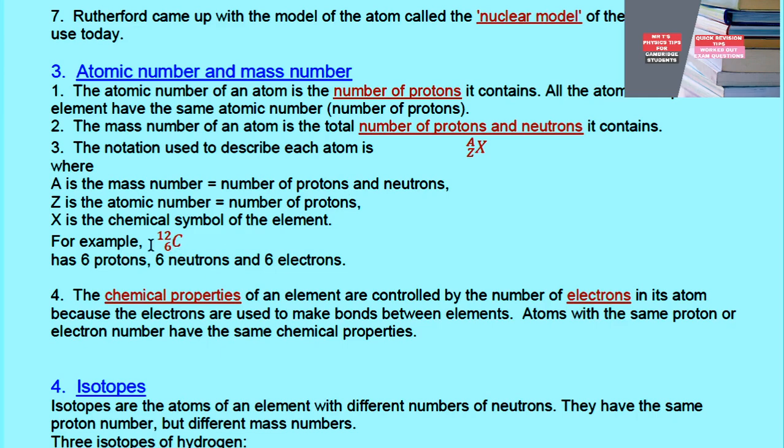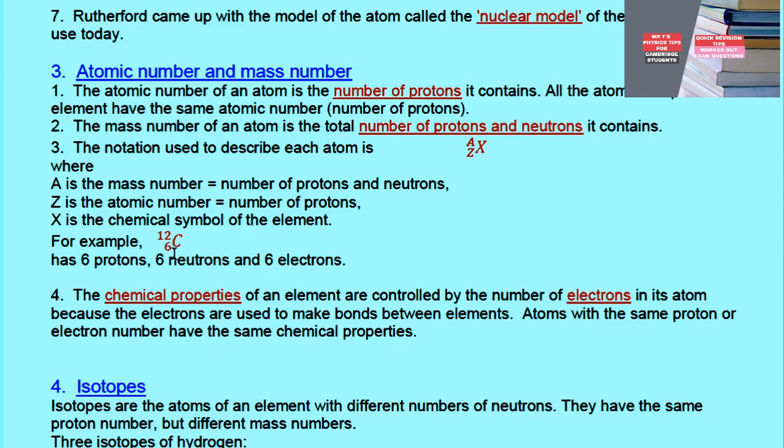The example here is carbon 12. So carbon has a mass number of 12, or nucleon number of 12. Nucleons are those found inside the nucleus. So neutrons and protons, if you remember, are found inside the nucleus, so they are called nucleons. So 12 nucleons and 6 protons. So 6 of the 12 nucleons are protons.